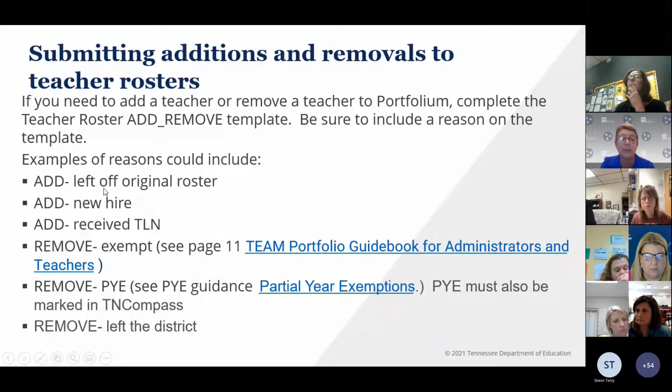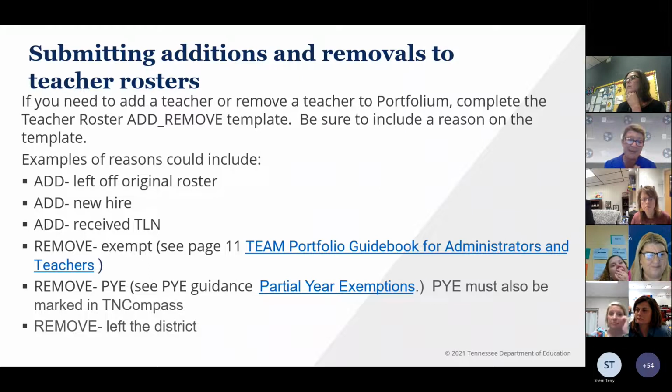The most common is they got left off the original. It was an accident. We all make those, so it very well could be you just left someone off. Another example is someone got hired after you had already submitted the roster, and they are not PYE. They're going to have the full-time 120 or more days.